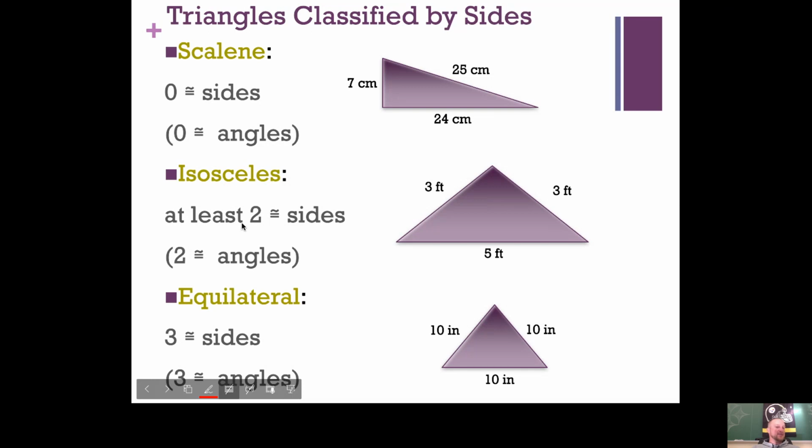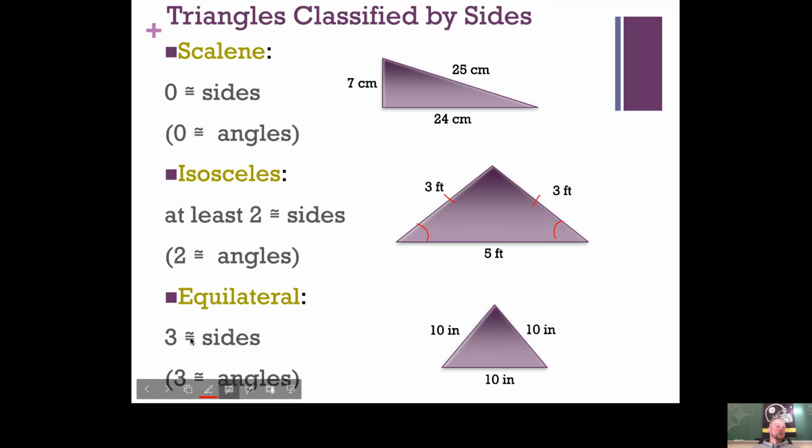Isosceles triangles have at least two congruent sides. So notice how this side and this side are congruent. What that's going to do is create two congruent angles as well, and those would be right here. Isosceles triangles, at least two congruent sides, you're going to have two congruent angles at the same time.